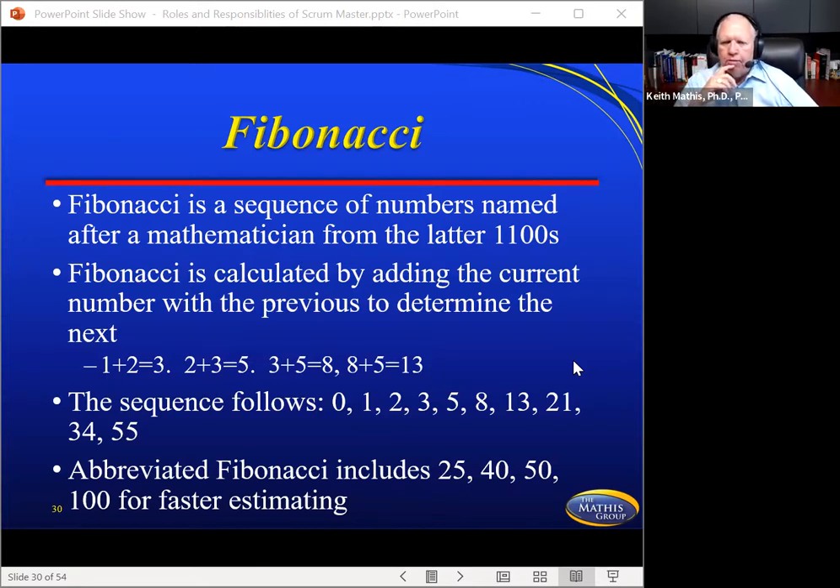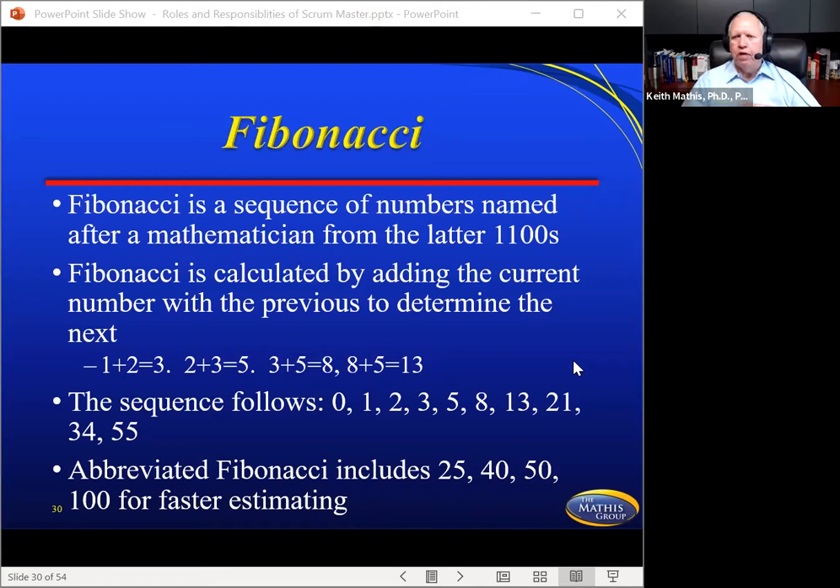Many of you who order Fibonacci cards will have other cards in there to jumpstart that. I just listed a few of these, depending on what you ordered. You might have a 25 card, a 40, a 50, 100 for fast estimating. The purpose behind the cards is to reduce bias. And here's how it works.